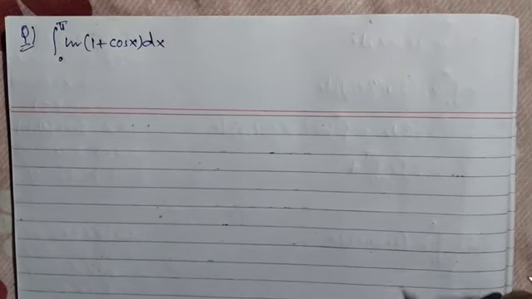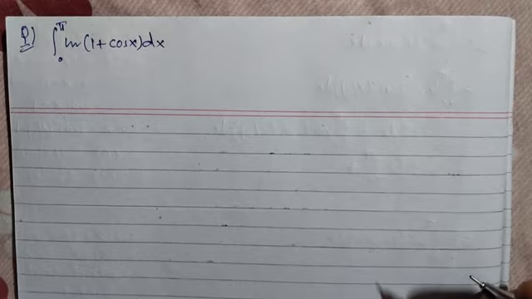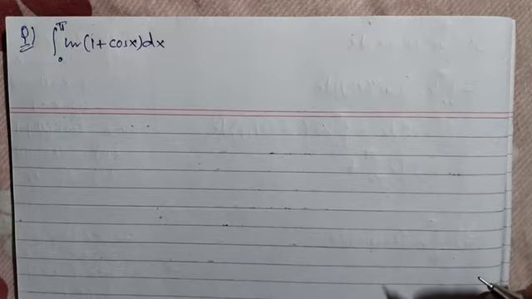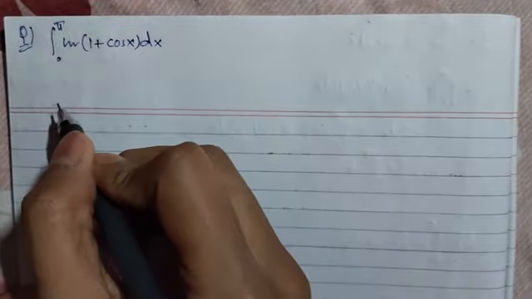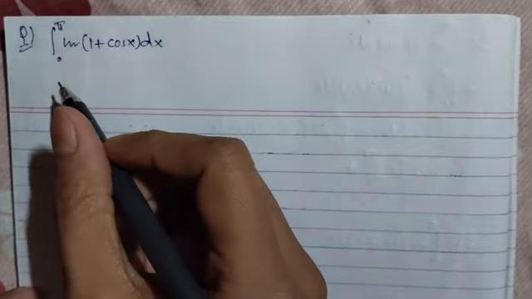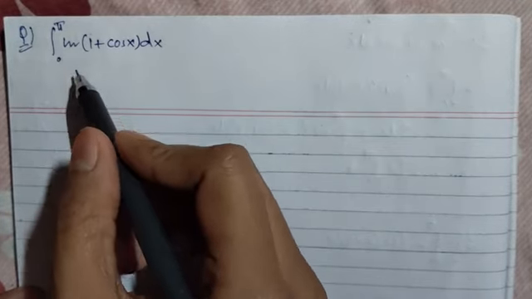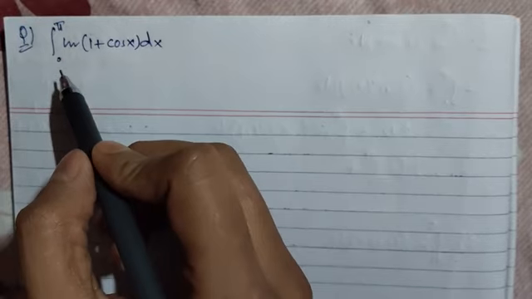So today we are going to see one definite integral problem. This problem is very important for this year's 12th board examination, and this problem also covers many definite integral properties as well as trigonometric formulae. So let's begin. The problem is that we have to integrate the function ln(1 + cos x) dx from 0 to pi.